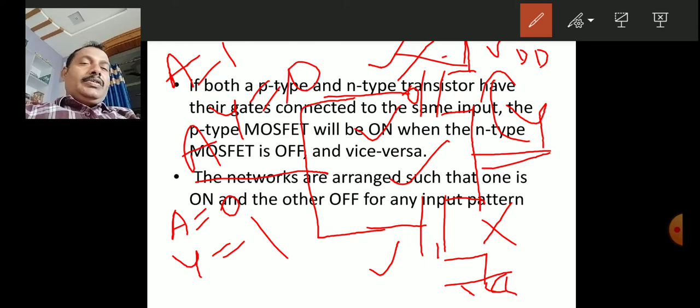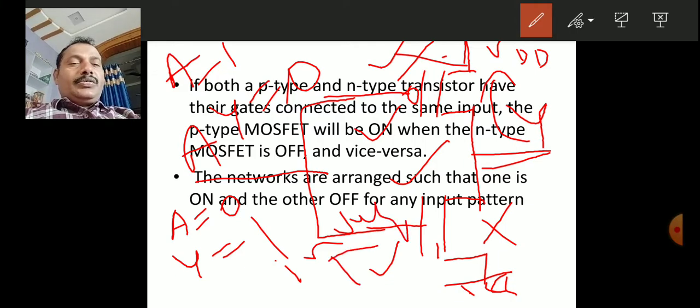So this is the inverter. This is the inverter we have described. If A is the input, Y is the output. This is the inverter, the NOT gate with CMOS.